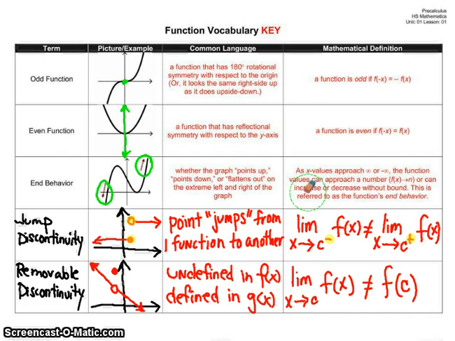Please make sure that you have this information written down from this video, as we will be dialoguing about all of these vocabulary words in class.